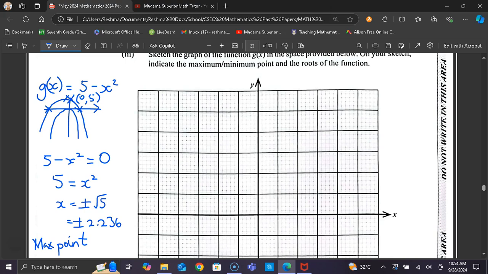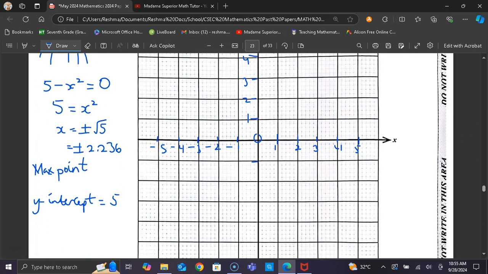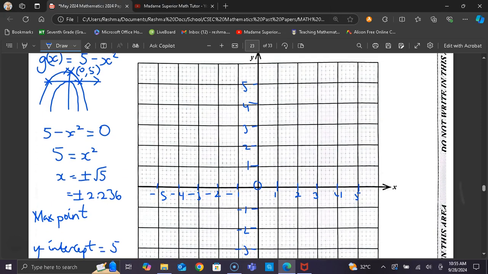Okay, so let's put in some numbers on this graph. So we have 1, 2, 3, 4, 5. This is 0, 1, 2, 3, 4, 5, -1, -2, -3, -4, -5, and -1, -2, -3, -4, and -5. Alright, so that's sufficient for our sketch.